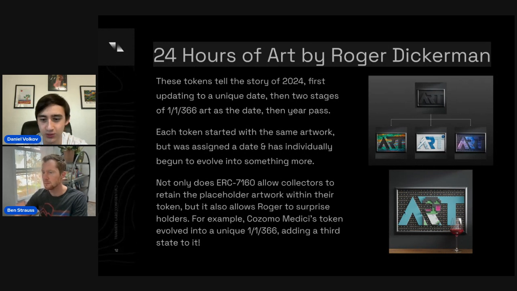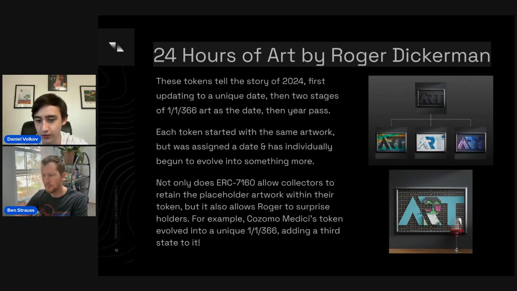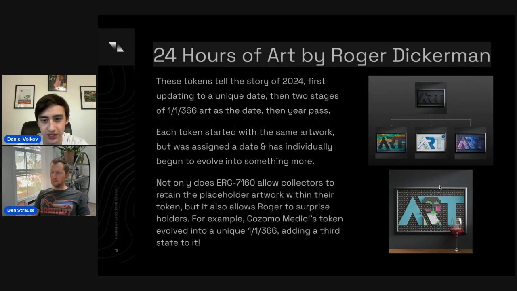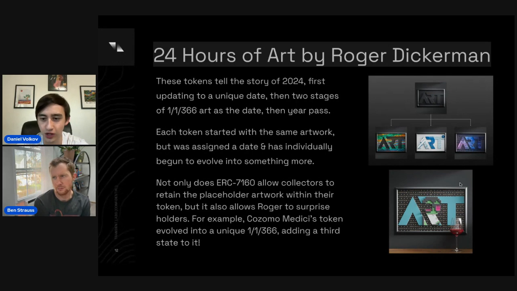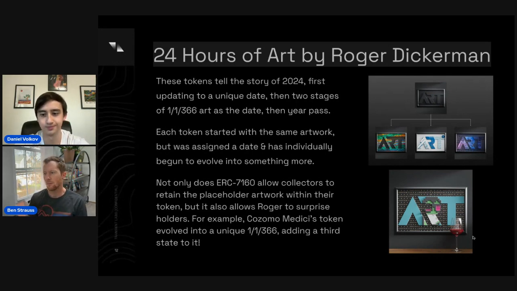And so, for example, Cosmo de Medici bought the placeholder. He received his date, which let's say is January 2nd. And then Roger also added a third state to it, being a custom version of his token, to kind of give him a shout out here.